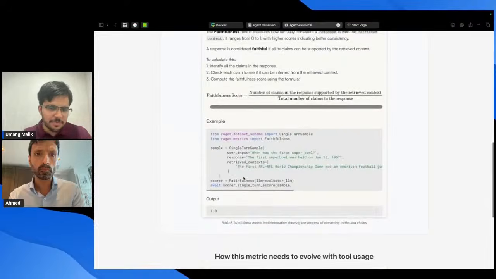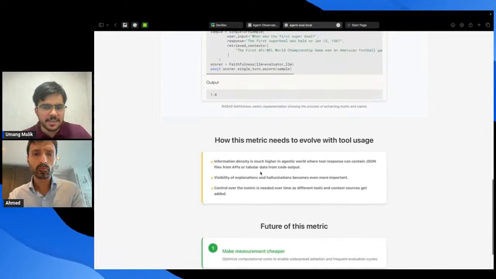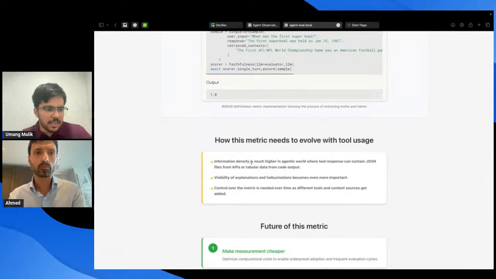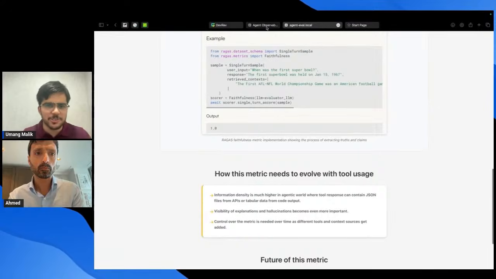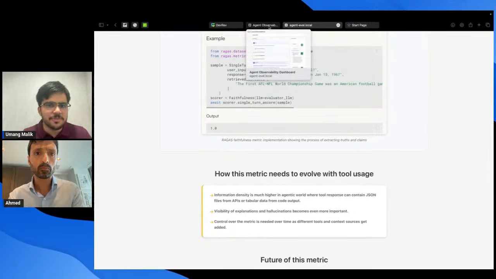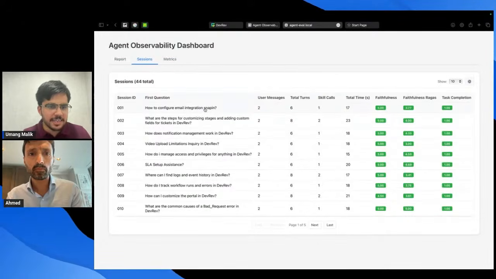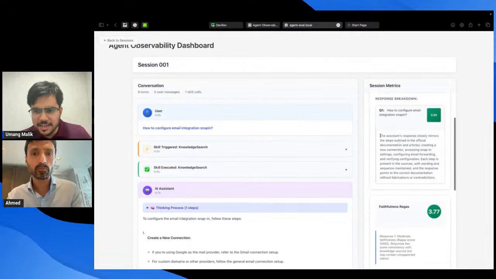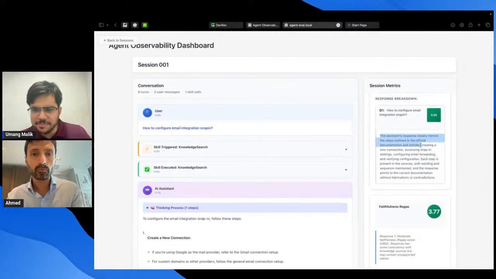So that's the official metric, and perhaps we can also discuss how we experimented with it, and especially how this metric needs to evolve with tool use and more agentic applications. One of the things that we saw, in fact, before we dive into that, let me show you a quick view of this metric in a couple of sessions. So for how to configure email integration snap-in, it receives a faithfulness score of 5. It also provides an explanation of why it gave a 5: the assistant response closely mirrors the steps.